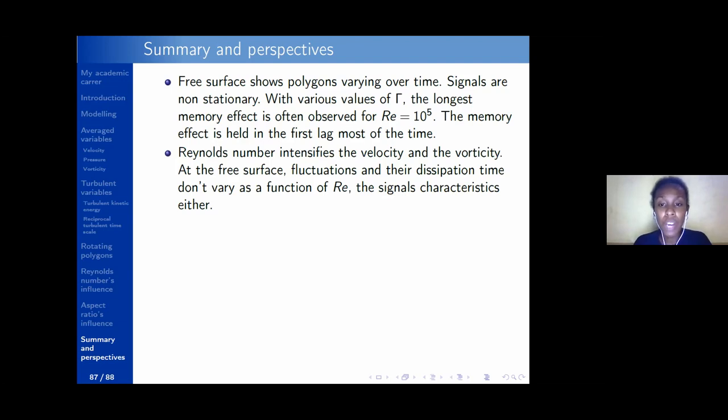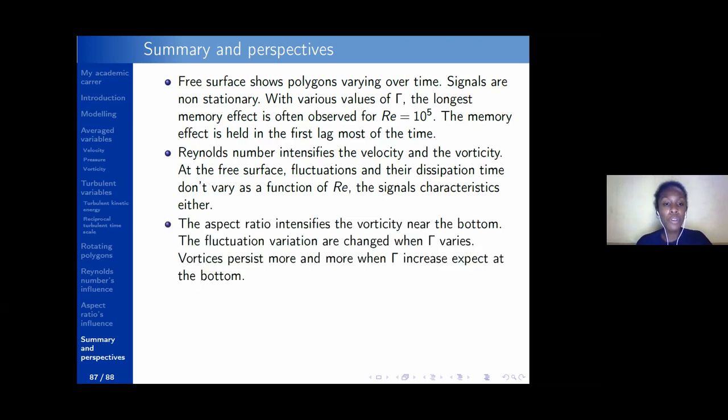Reynolds number intensifies the velocity and the vorticity. At the free surface, fluctuations and the dissipation time don't vary as a function of Reynolds number, and neither do the signal's characteristics. For the influence of the aspect ratio parameter, this aspect ratio intensifies the vorticity near the bottom. The fluctuation variations are changed when gamma varies. Vortices persist more and more when gamma increases, except at the bottom.